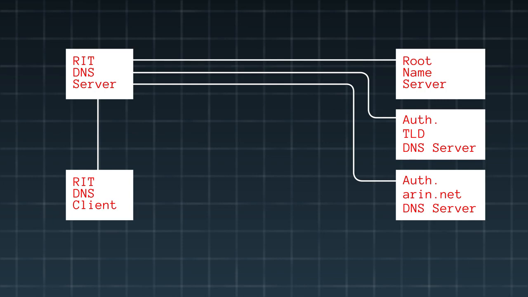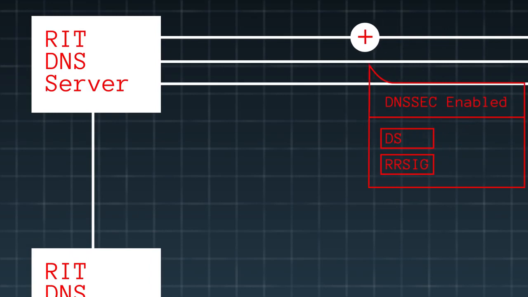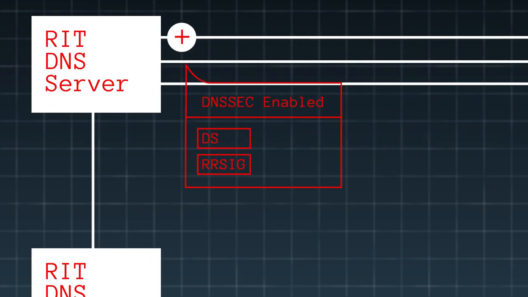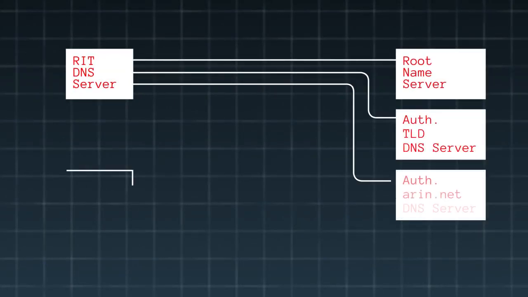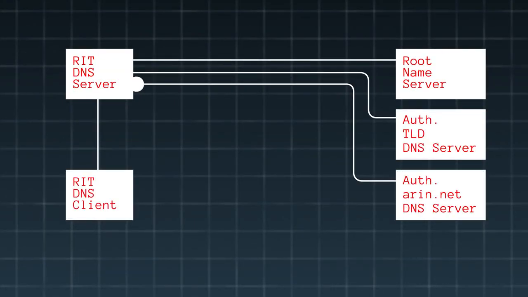In turn, each of the servers will send back extra DNS resource records that we'll see in a little bit. These extra records tell the RIT DNS server that the child zones are DNSSEC enabled. In our story, the RIT DNS server's query on the client's behalf will reach the aaron.net authoritative DNS server.